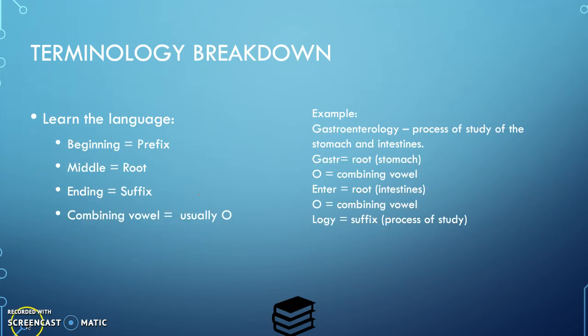Terminology breakdown. Studying medical terminology is similar to learning a new language. Your first job in learning the language of medicine is to understand how to divide words into their component parts. Every word can be divided into the beginning or prefix, middle or root, and ending or suffix. There's sometimes a vowel, and it's usually an O, to combine the word together.